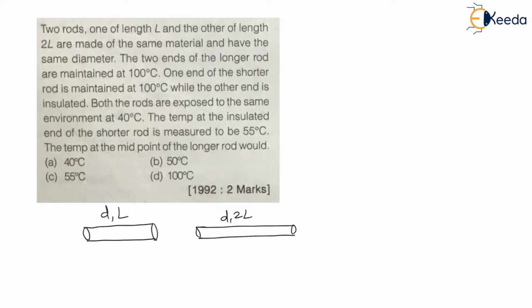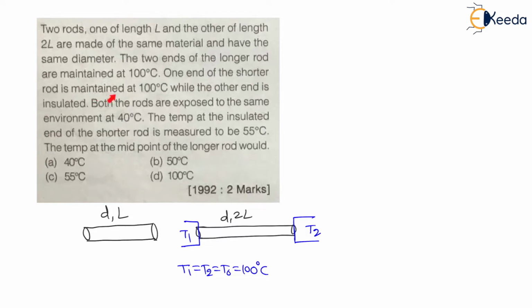Now here both ends of the longer rod, let us say this end and this end, on this end the temperature is T1, on this end the temperature is T2, and both ends are maintained at the same temperature, that is T1 equals T2 equals T0, which is 100 degrees Celsius base wall temperature. Here for this rod there are two bases, this is one base and this is another base.